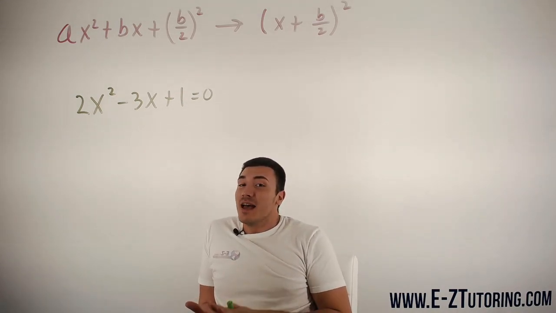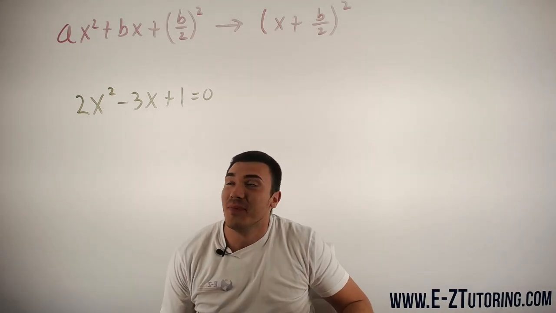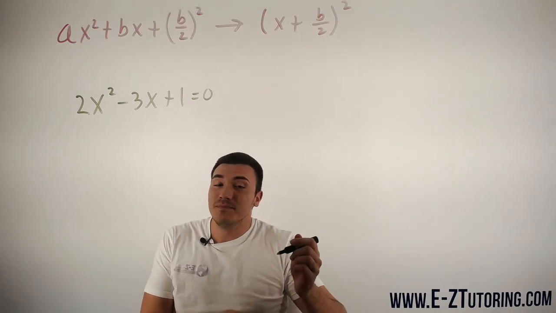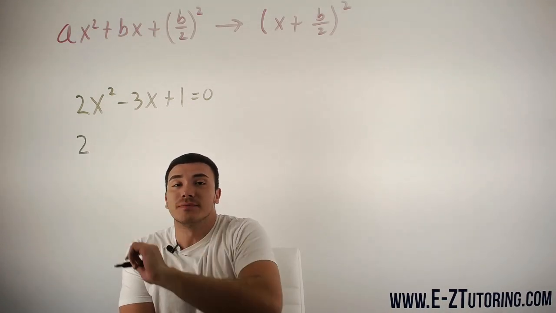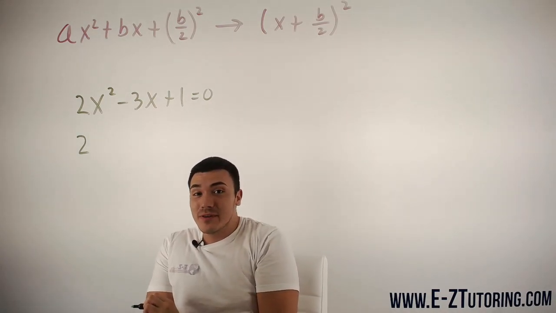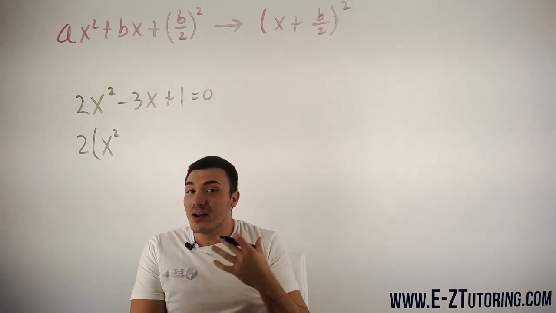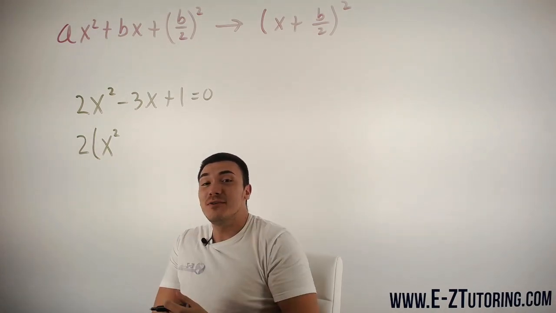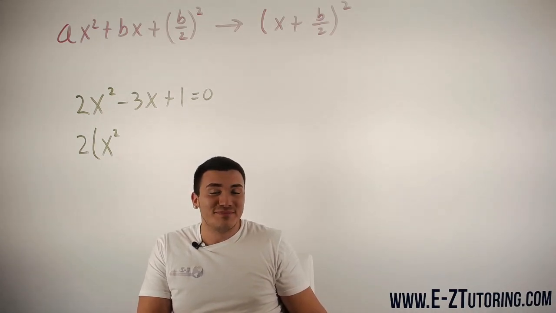By the way, if you are not familiar with completing the square, I do have a video on that, so be sure to check it out. So what you want to do is factor out a 2. Factoring out a 2 will give us just x squared, and now our a value is 1. So just like that, we got an a value of 1.